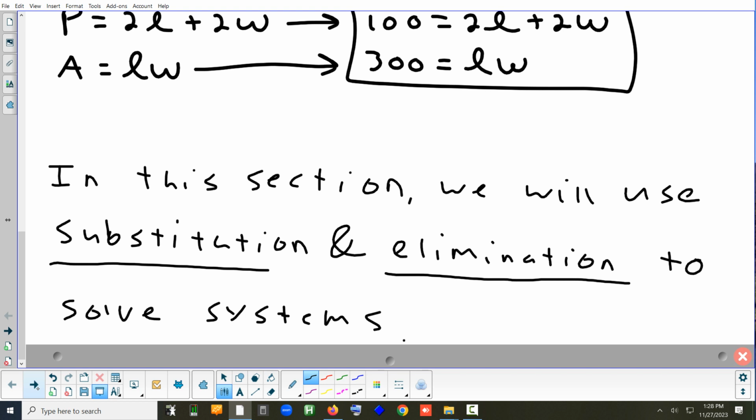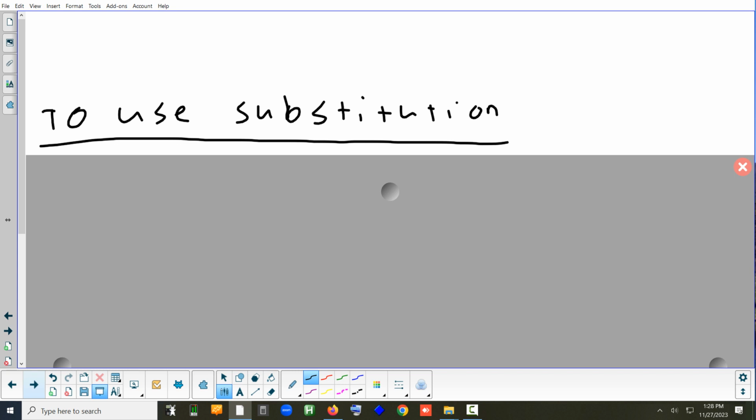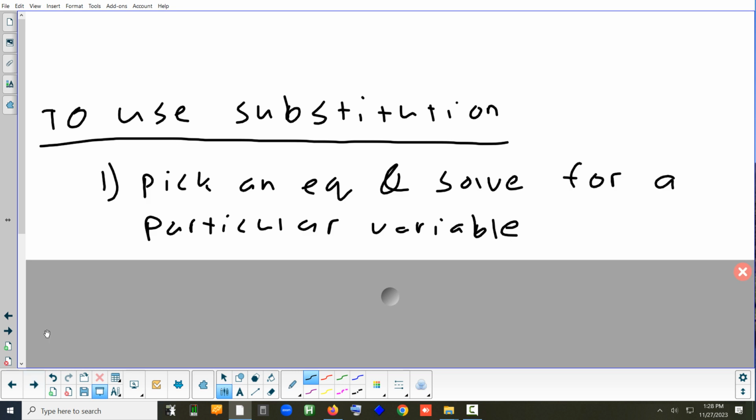So we're going to learn 2 methods for solving today. We're going to look at substitution and elimination. I'm going to start with substitution because that's going to apply to this problem, and then we'll do an elimination one after. So how do you use substitution? So step 1. Pick one of your equations and solve it for a variable.